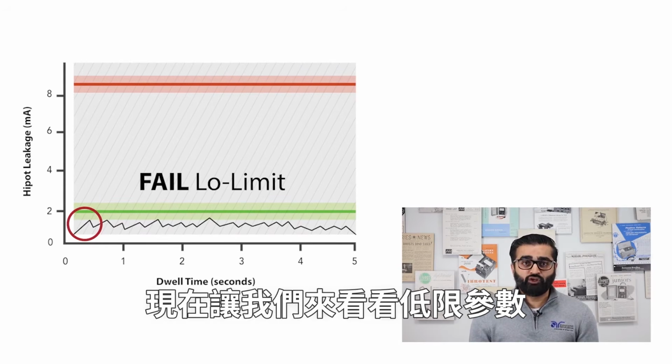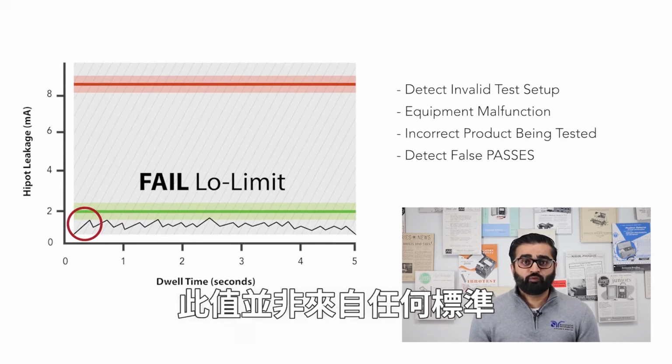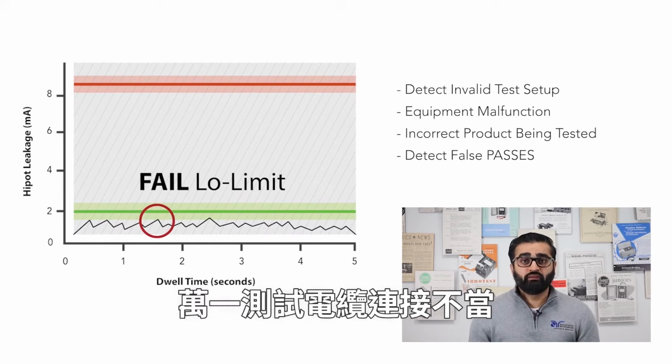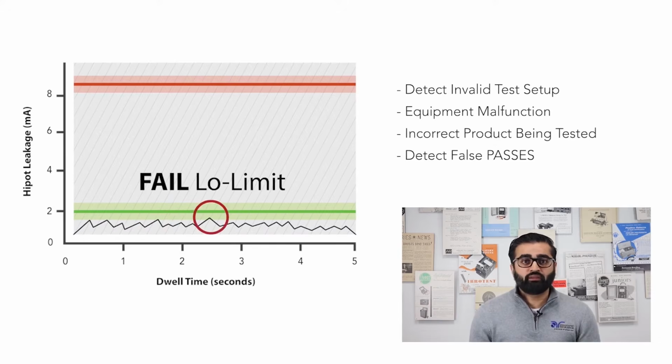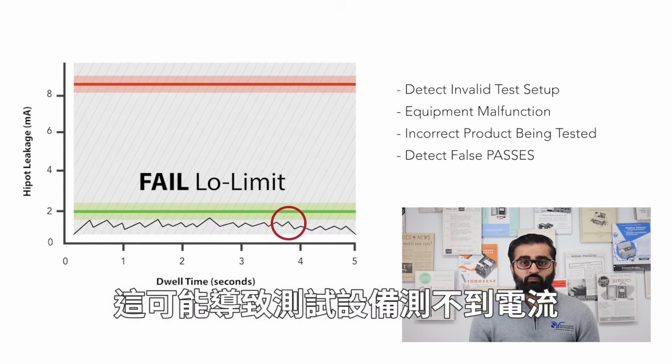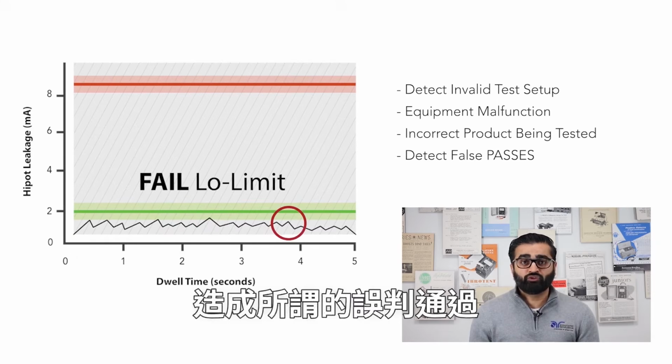Now let's take a look at the low limit parameter. This value doesn't come from any standards, but is something that should be considered by all manufacturers. In the event that test cables aren't connected properly, or if the test equipment malfunctions, this can result in no current being measured by the test equipment, creating what's known as a false pass condition.